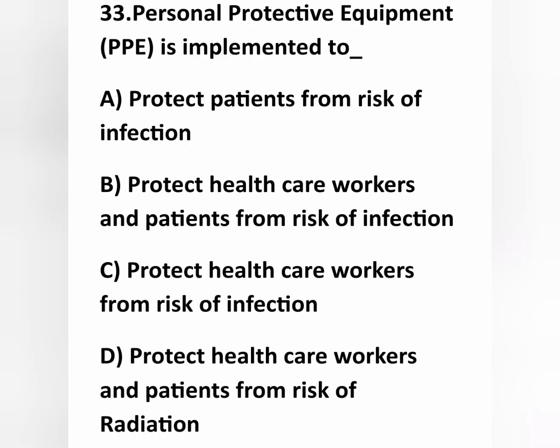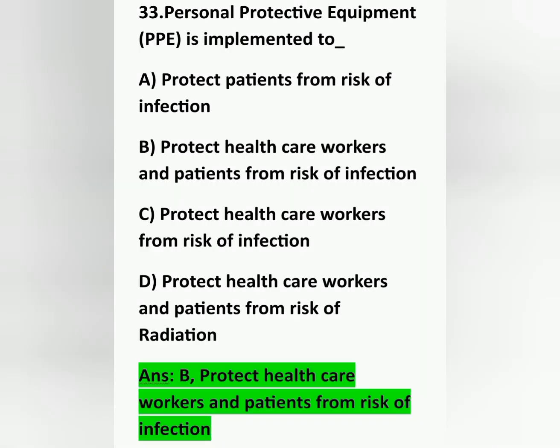Personal protective equipment, PPE, is implemented to. Options. Option A, protect patients from risk of infection. Option B, protect healthcare workers and patients from risk of infection. Option C, protect healthcare workers from risk of infection. Option D, protect healthcare workers and patients from risk of radiation. PPE is implemented to protect healthcare workers and patients from risk of infection.